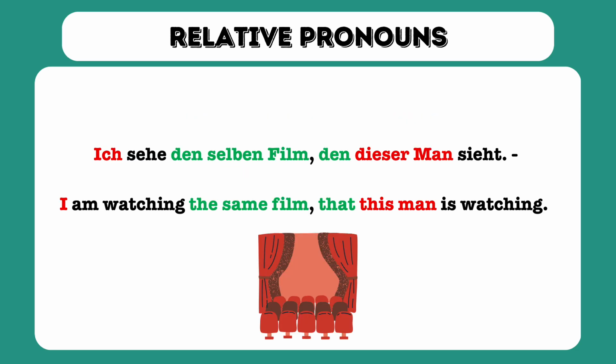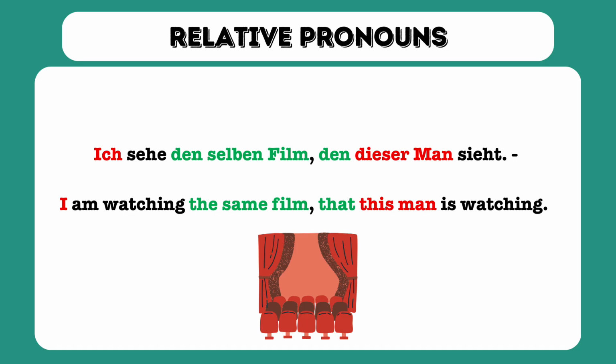You can also use these relative pronouns when they are not the subject of the sentence. So for example, Ich sehe denselben Film, den dieser Mann sieht. I am watching the same film that this man is watching. In this sentence, dieser Mann is the subject of the secondary clause, but den is the word that we're using as the direct object. This man sees that same film that we were talking about.